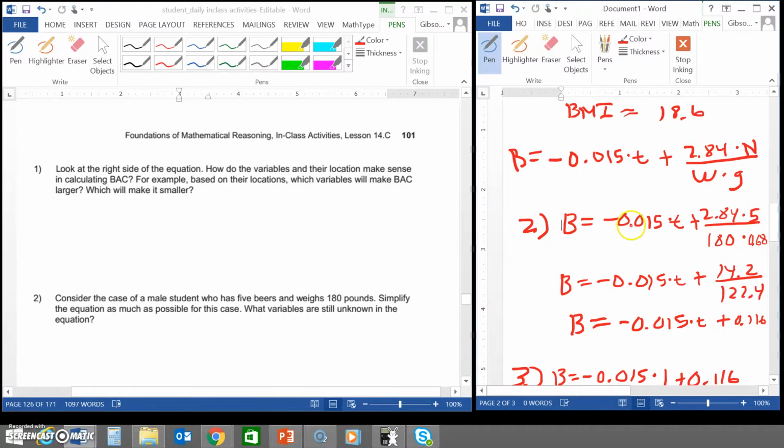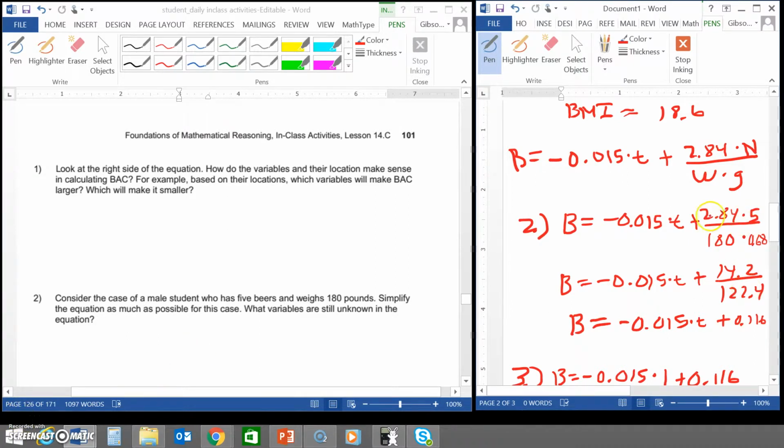So it'll be a negative 0.015 times t plus 2.84 times 5, because remember it was 5 drinks. N stands for the number of drinks. And then his weight, which is W, is 180. And the gender constant, since he's a male, is 0.68.